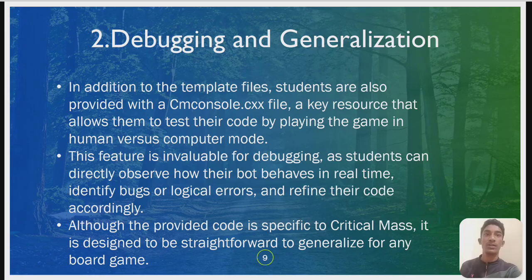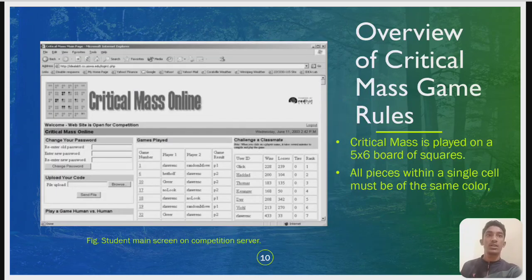Although the provided code is specific to Critical Mass, it is designed to be straightforward to generalize for many board games. Moving on to overview of Critical Mass game rules. Critical Mass is played on a 5x6 board of squares. All pieces within a single cell must be of the same color. This figure shows the student main screen on the competition server.